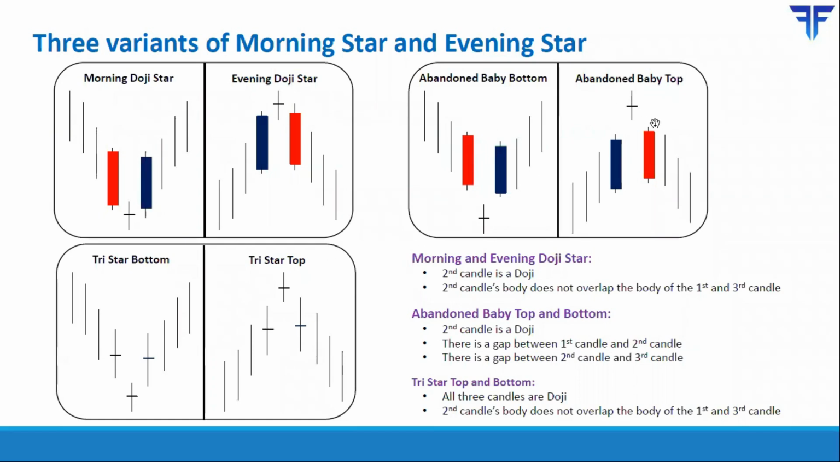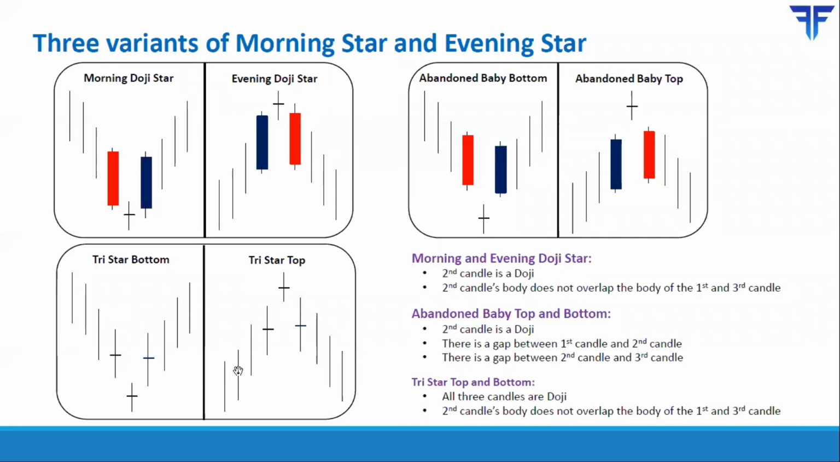The opposite of abandoned baby bottom is called abandoned baby top. It's a bearish reversal pattern. The second candle, as you can see, is a doji, and the high and the low of the second candle is above the high of the first candle as well as above the high of the third candle. So there is a gap between the first and second candle, and again between the second and third candle. Abandoned baby bottom and top are very rare patterns, so you'll seldom see these patterns forming.